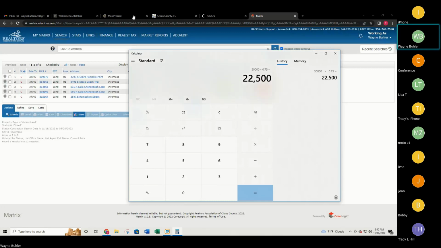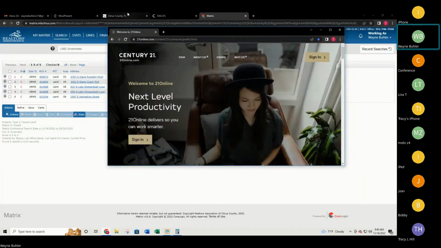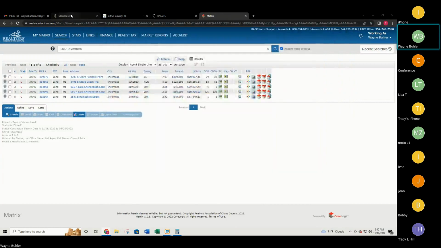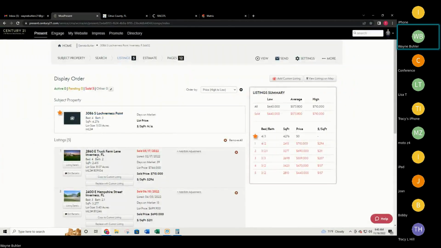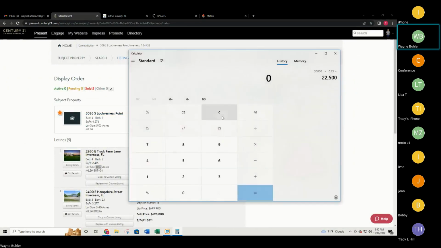So hopping back over to Moxie, we're going to do our first adjustment here. This property is on 8.07 acres. So I get my calculator out, and I'm going to do 8.07 minus 5.03. I have a difference of 3.04 acres. My 75% rule said each acre is worth $22,500. So I multiply it by that number, and for my land adjustment, we are going to deduct 68,400.